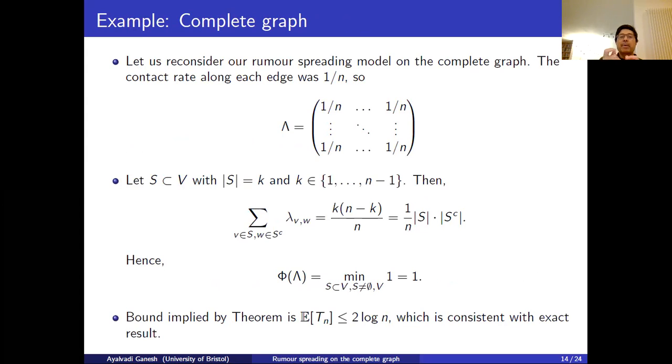If you remember, there we put a unit rate Poisson process at every vertex, and then the vertex picked an edge uniformly at random on which to communicate whenever it was activated. So that meant the rate along each edge was 1 over n. The contact rate along each edge is 1 over n. And so our matrix lambda of contact rates has identical elements, all 1 over n, including on the diagonal, because we said nodes can communicate with themselves.